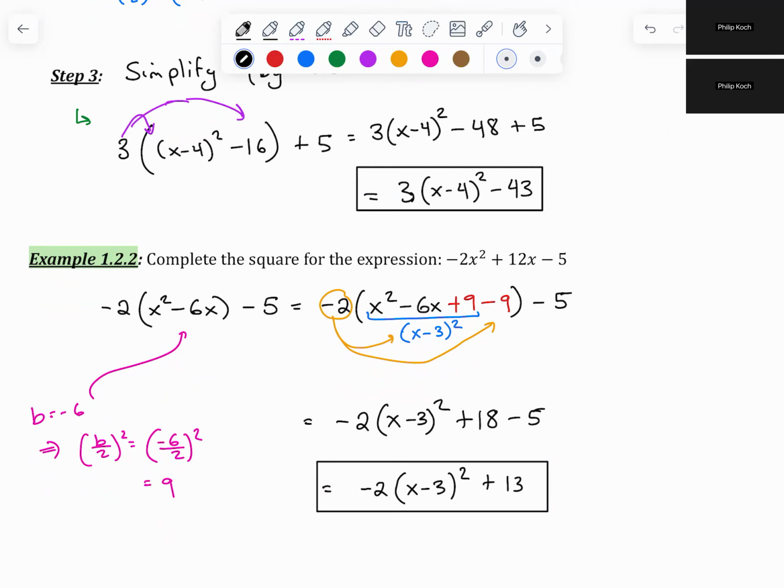Answer up here if you'd like to check your work. If you're still working on it, totally understandable. You should get -2 times the quantity x minus 3 squared plus 13. If anybody doesn't get that, that's okay. We can work through it.